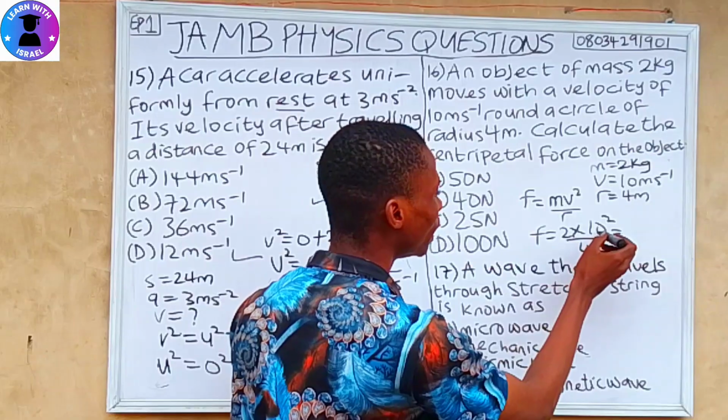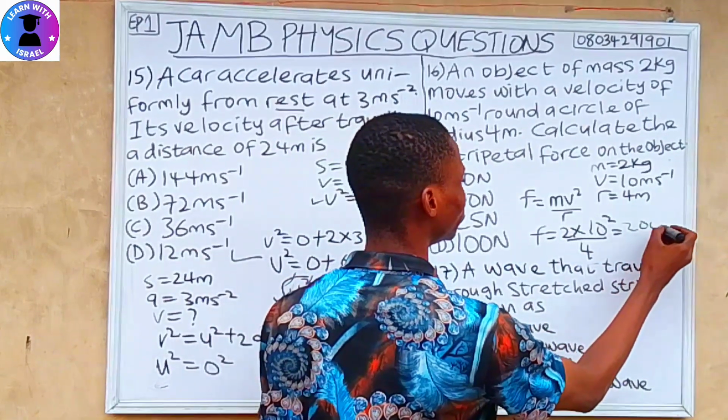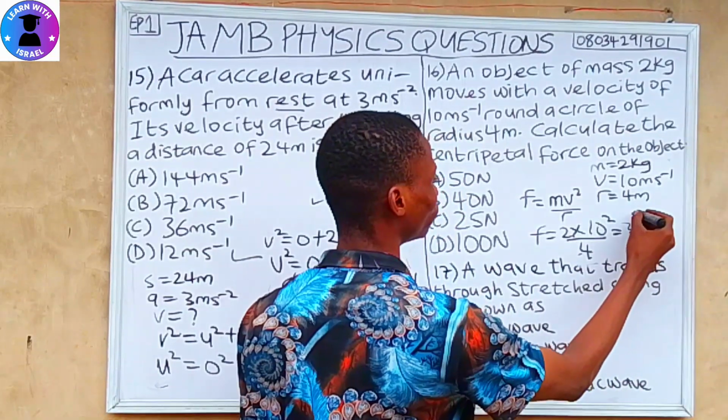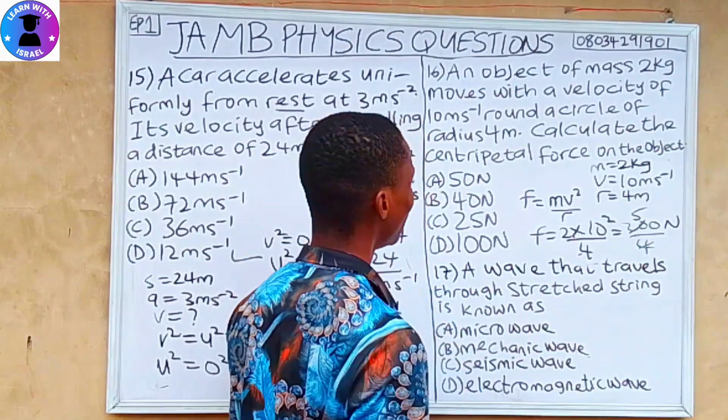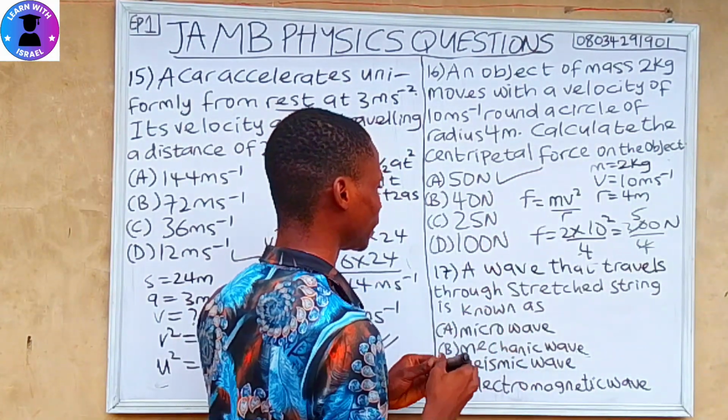So 10 squared is 100. 100 multiplied by 2 is 200. 200 divided by 4 is 50. So our answer is 50 Newton. And if you check the options, it's option A. 50 Newton is the correct answer.